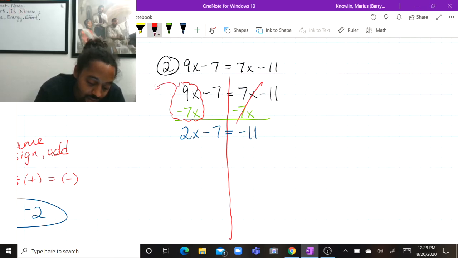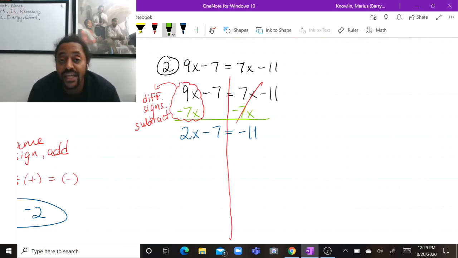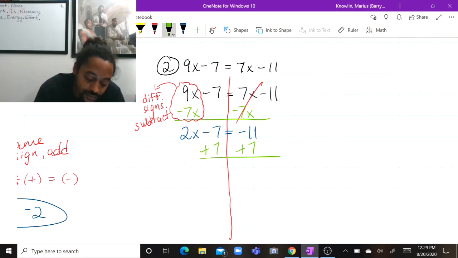And for these two here, we can remember another thing is that they're different signs, right? So different signs, you do what? You subtract. Okay? Now, let's finish our equation. Now I want to get my constant terms together, or my numbers. So I have a negative 7 that I need to combine with a negative 11. And I want to get it away from the 2x. So in order to get away from the 2x, I have to make it positive or add it to both sides. So the negative 7 and the positive 7 cancel out.